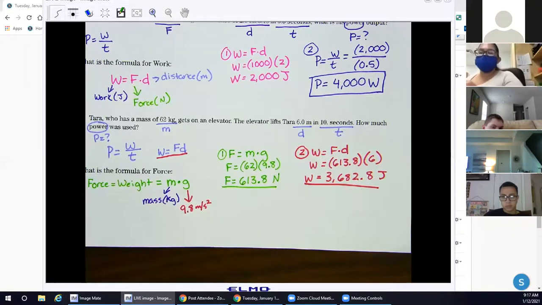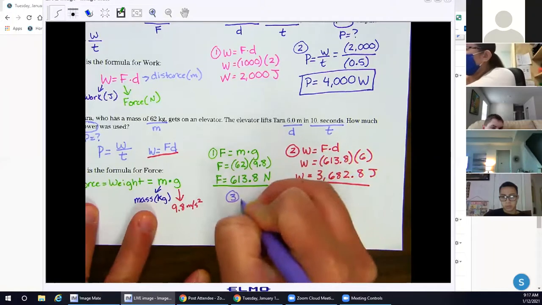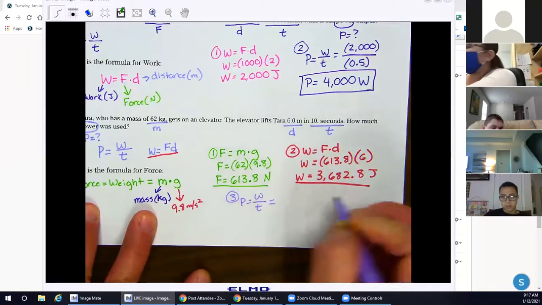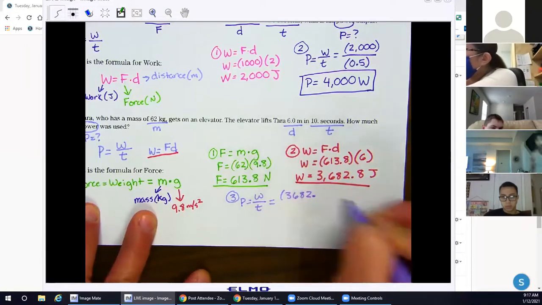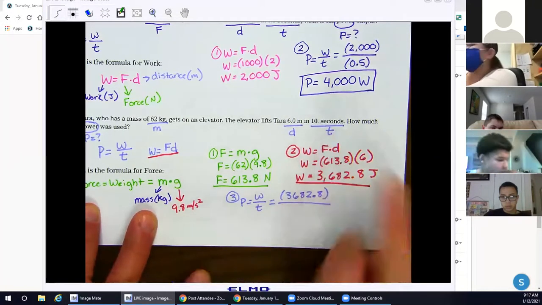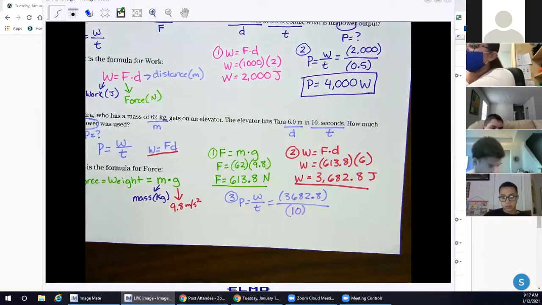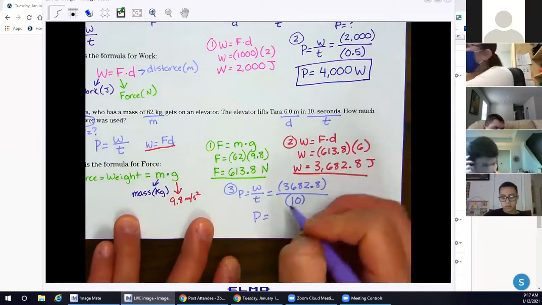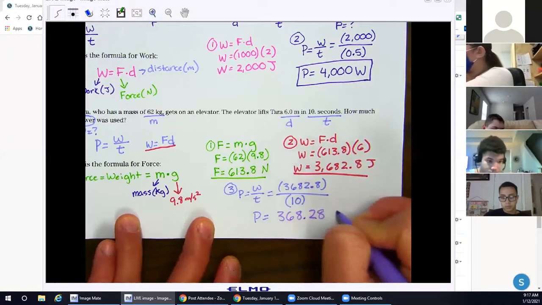So our last and final step, power is work divided by time. We just calculated our work. That's 3,682.8. Divide that by our time, which was just 10 seconds. That is 368.28 watts.